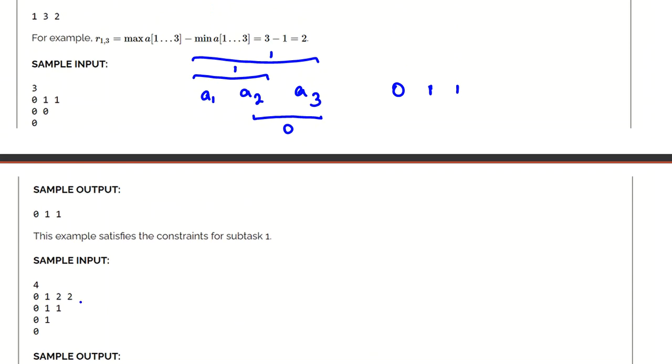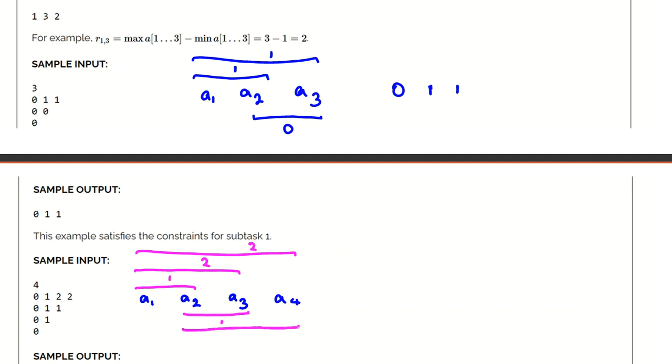For this one, let's write again A1, A2, A3, and A4. Let's consider the range. For this one, it is 1. For this one, it is 2. For this one, it is 2. Now here, 1. For this one, it is 1. For this one, it is 1. And for this one, it is 1.